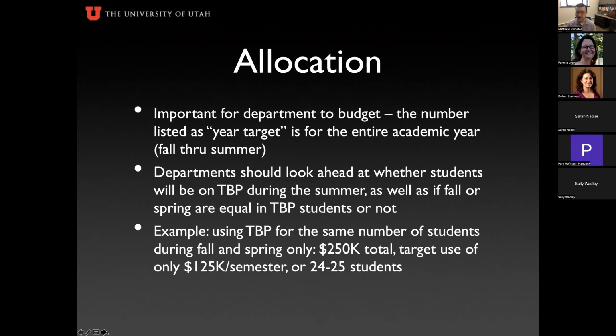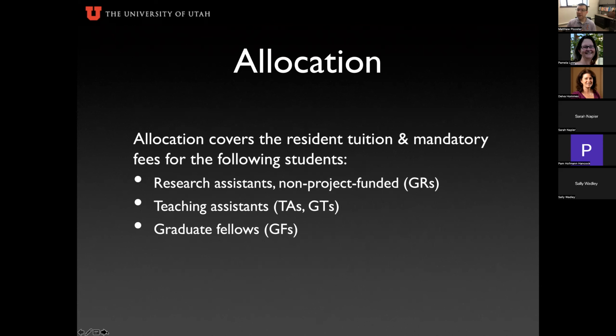Allocation covers resident tuition and mandatory fees for research assistants paid on university funding. So non-projects, so your GRs, not your RAs. Teaching assistants, your TAs and your GTs, and your graduate fellows, your GFs. Resident tuition and mandatory fees only.